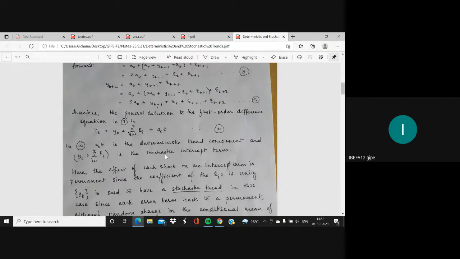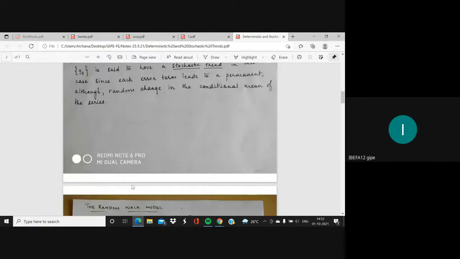So because of this, you will find that there's a stochastic intercept term which has crept into the general solution for the difference equation. And because of this, the time series yt displays what is known as a stochastic trend, where the effects of shocks do not die out with the passage of time. So these are two types of trends. You have a deterministic trend and a stochastic trend.